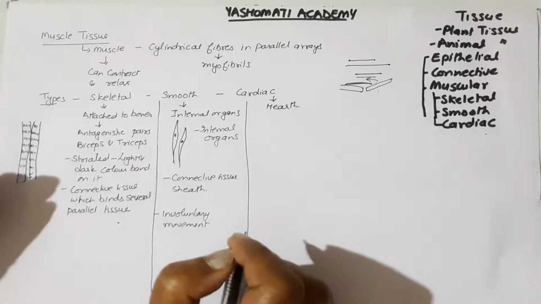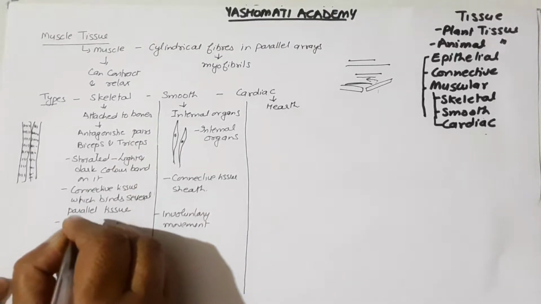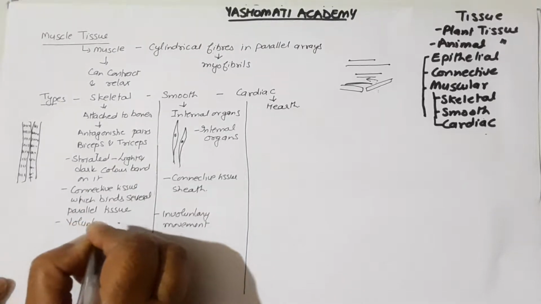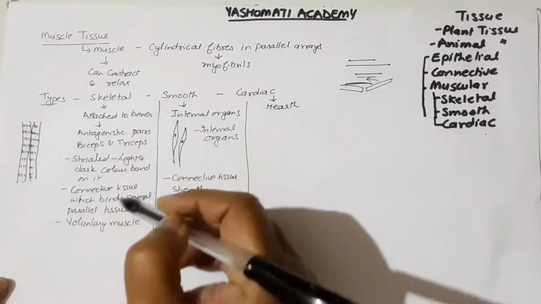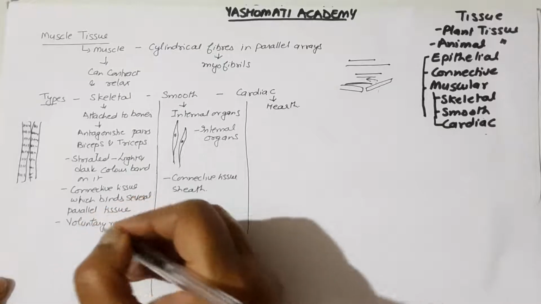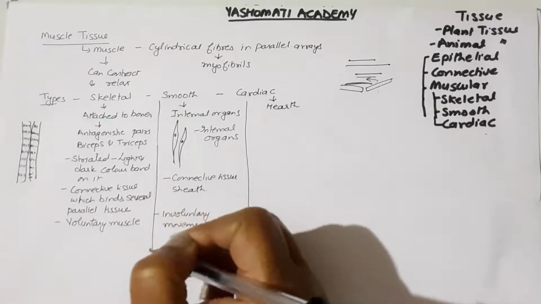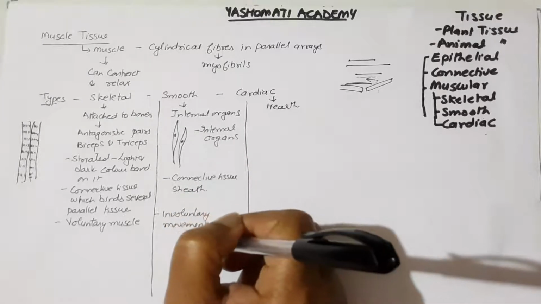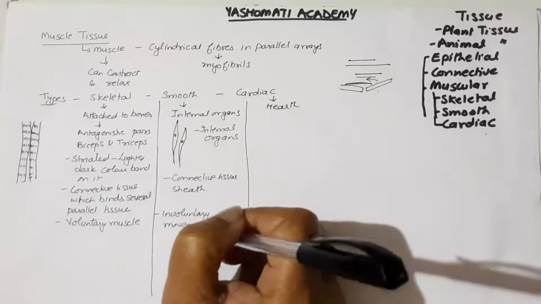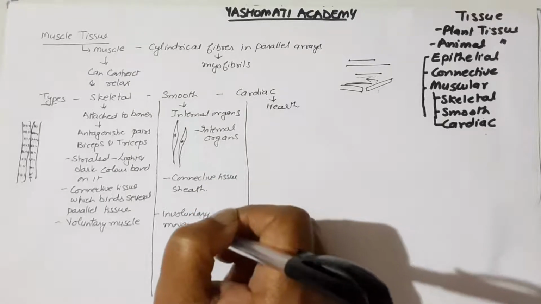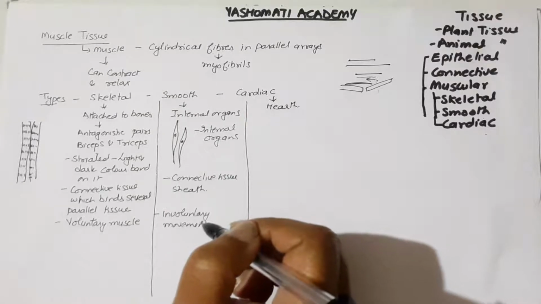Whereas you can control the skeletal muscles. That is why they are called voluntary muscles. So skeletal muscles are voluntary, they are under your control. You can make them contract and relax. Whereas smooth muscles are involuntary, they are not under our control. So that is why they work at their own level.